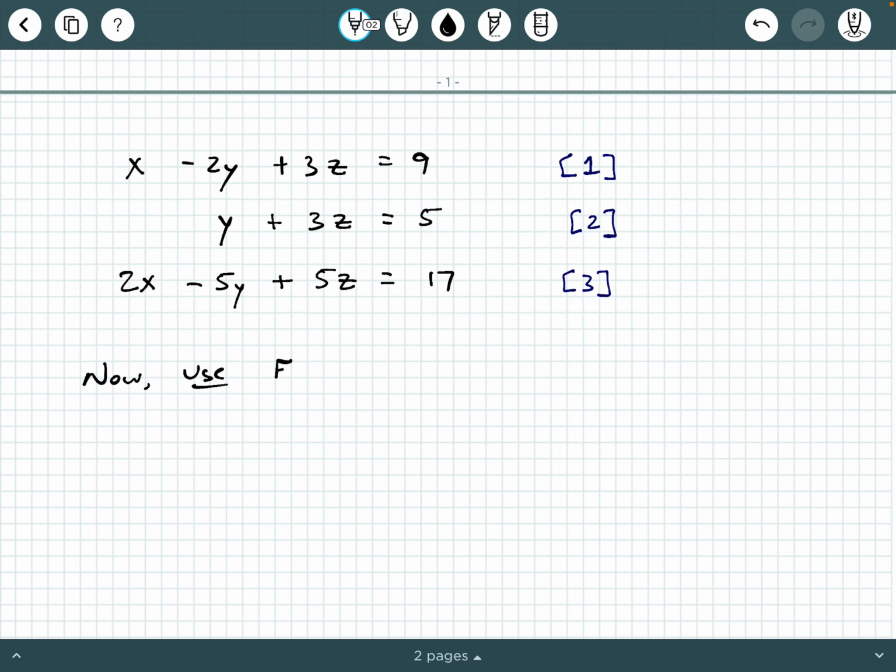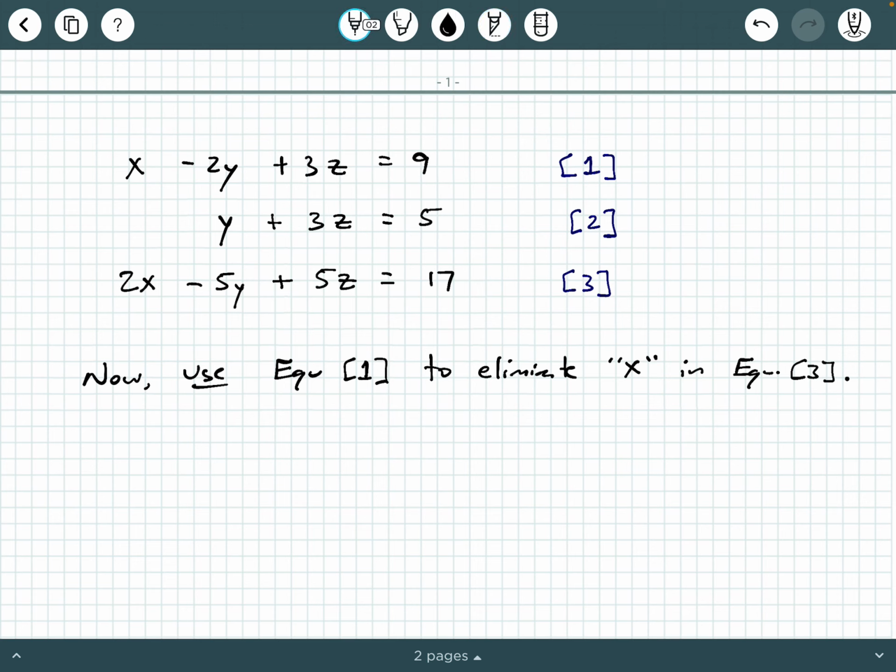The next thing I'm going to do is use equation 1 to eliminate x in equation 3. Okay, so now what I'm going to do, again, I'm going to use equation 1. I'm not going to change equation 1. I'm going to use equation 1 to eliminate the x term in the third equation, and this will thereby change equation 3. So we're going to end up getting a new equation 3.